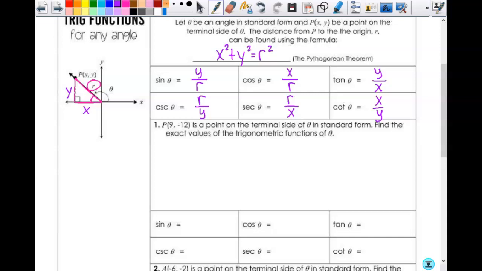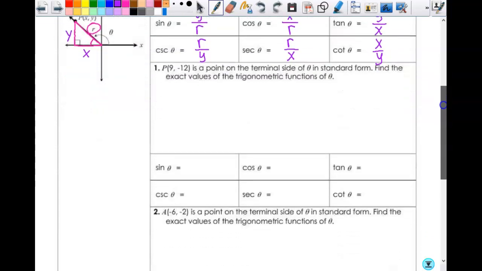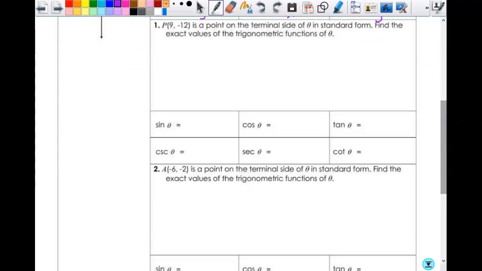It says we have this point, (9, negative 12). It's a point on the terminal side of theta in standard form. Find the exact values of the trig functions of theta. So we need to draw a picture. So here's our coordinate plane. This point (9, negative 12) is in which quadrant? The 4th, okay? So we just go 9, negative 12. We're not making hash marks and counting. You're just plopping it over there in something that looks like it could be right and drawing that in.